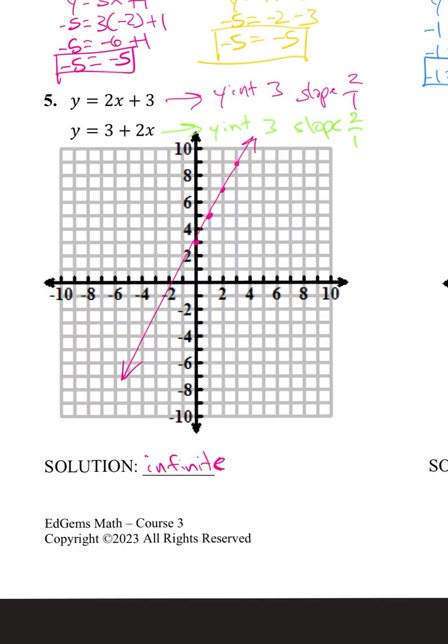Let's go ahead and plot the second set of points. My y-intercept is 3, so from the origin, I'm going to go straight up three spots. Well, guess what? There we have it. My slope is 2 over 1, so up 2 over 1, up 2 over 1. When I connect those green dots, guess what happens? Again, it's exactly the same line. So again, there's infinitely many solutions because these are the exact same lines.